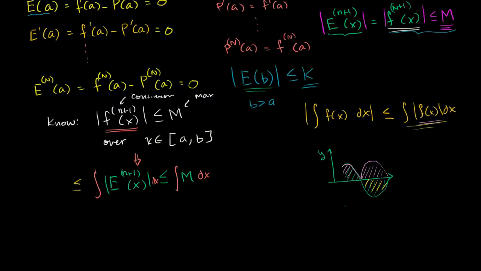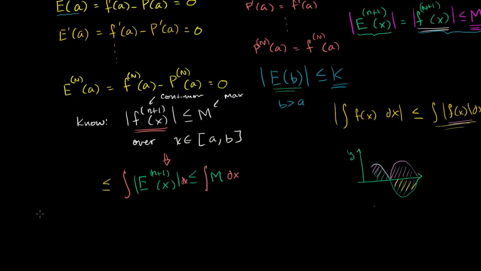That's going to be greater than or equal to, and I think you'll see why I'm doing this in a second, greater than or equal to the absolute value of the integral of the n plus 1th derivative of x dx. And the reason why this is useful is that we can still keep the inequality that this is less than or equal to this, but now this is a pretty straightforward integral to evaluate.